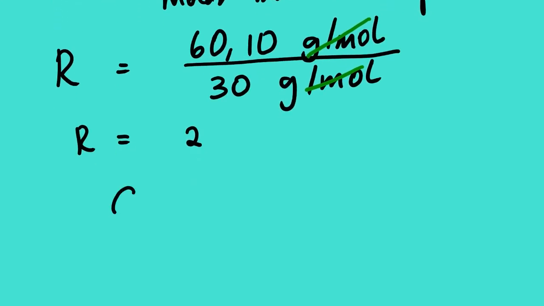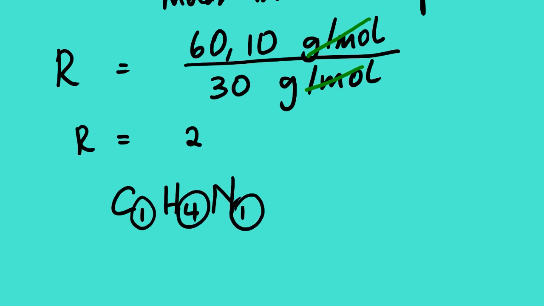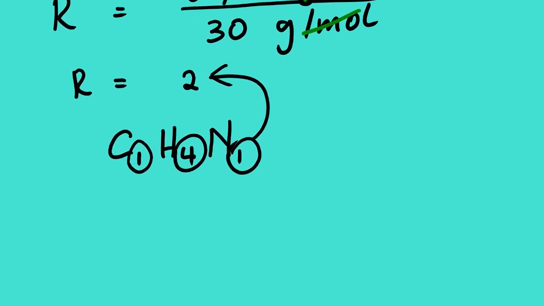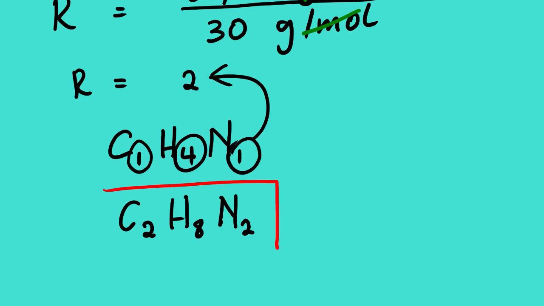Now from the empirical formula, we know that this is the empirical formula. We are going to multiply this number of atoms by 2 to find the molecular formula. So C1 multiplied by 2 is C2, 4 multiplied by 2 is 8, 1 multiplied by 2 is 2. So this is the molecular formula.